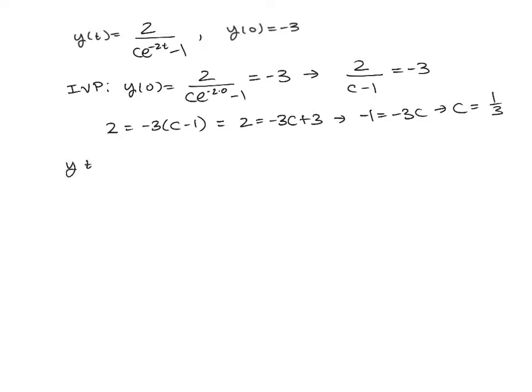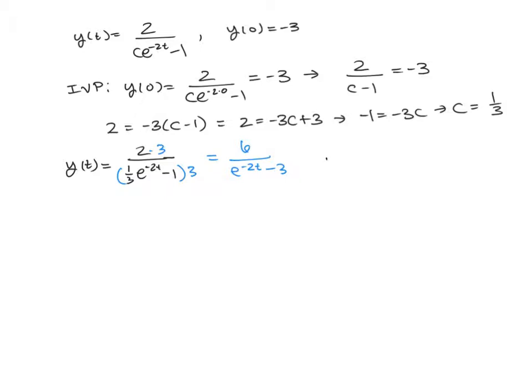So the y of t that we get, which solves the initial value problem, is 2 over 1/3 e to the -2t minus 1. But we really don't want to keep it this way because this right here is a compound fraction. So the best thing to do is multiply the top and bottom of the fraction by 3 to clear out the fraction. And that's going to give us 6 over e to the -2t minus 3. And so that is our y of t that is going to solve our initial value problem.